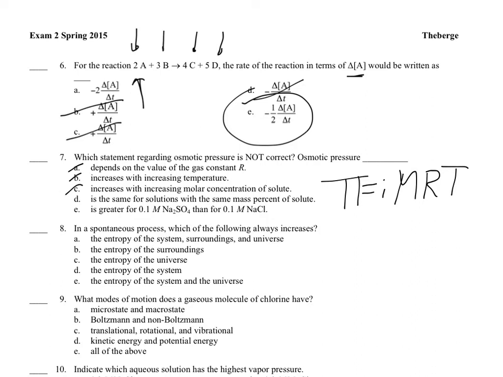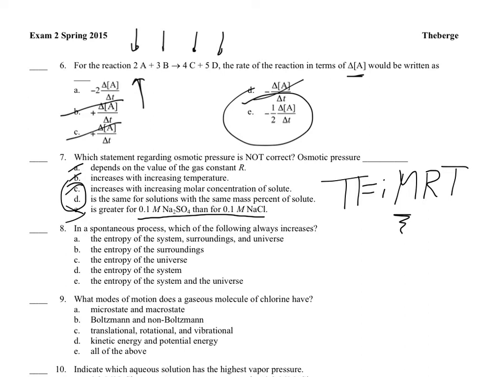Is the same for solutions with the same mass percent of solute, is greater for those two. So that's a question about the Van't Hoff factor, and sodium sulfate will have 3 particles versus 2 particles for sodium chloride, and so that gets rid of E, thus leaves D. Mass percent, it's not mass percent, it's concentration. In terms of molarity, it's moles per liter, not grams per 100 grams.